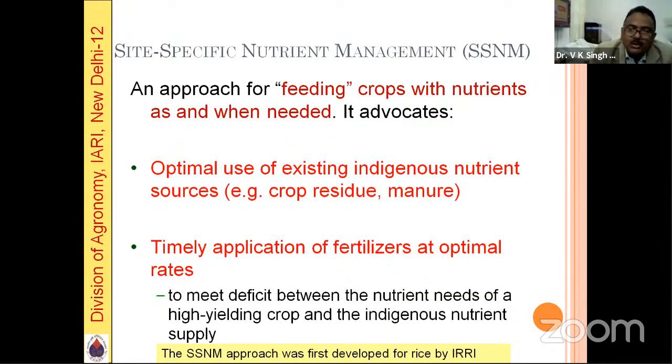The other part is the time of fertilizer application. So indigenous nutrient supply and the time of fertilizer application are the two important aspects which deal with site specific nutrient management. This approach, in fact, was first developed by the International Rice Research Institute, Philippines, but in India it was researched first at Pantnagar. Later on, it got popularized in many places, but Pantnagar was the lead, and they basically focused on nitrogen. But now the focus of precision nutrient prescription is on all deficient nutrients.